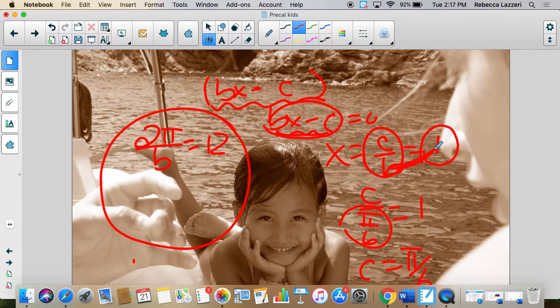Nazareth? I ended up getting pi over 6 for the phase shift when I redid the work. But in order to get full credit, would we need to write the logic? That's what I'm saying. You've got to show me that you know what phase shift means. Okay? So your phase shift comes from bx minus c, solve for that.